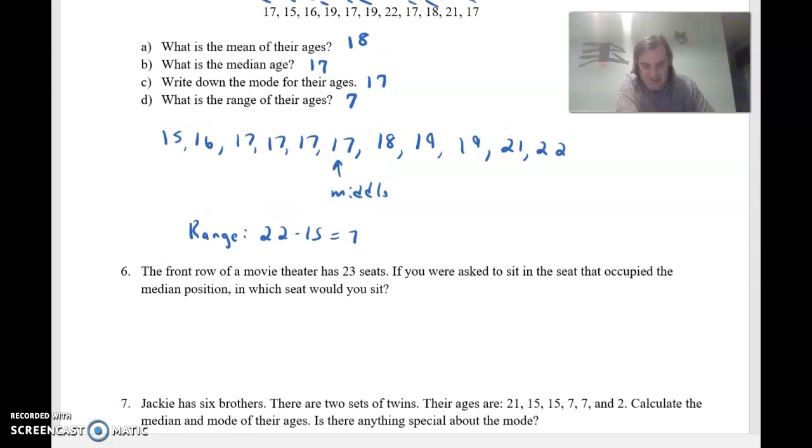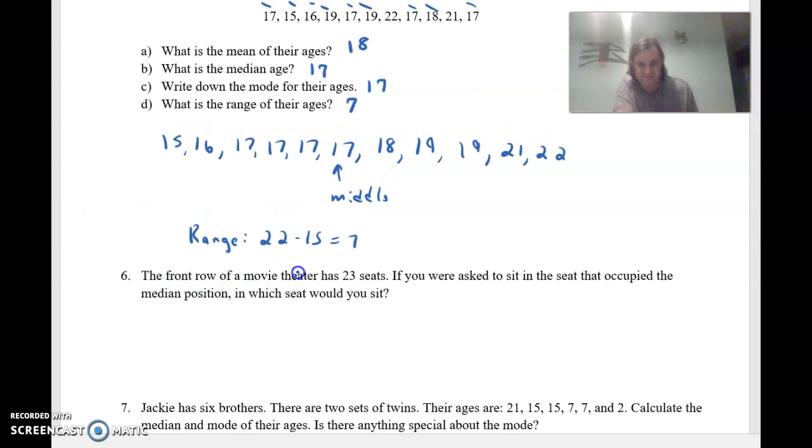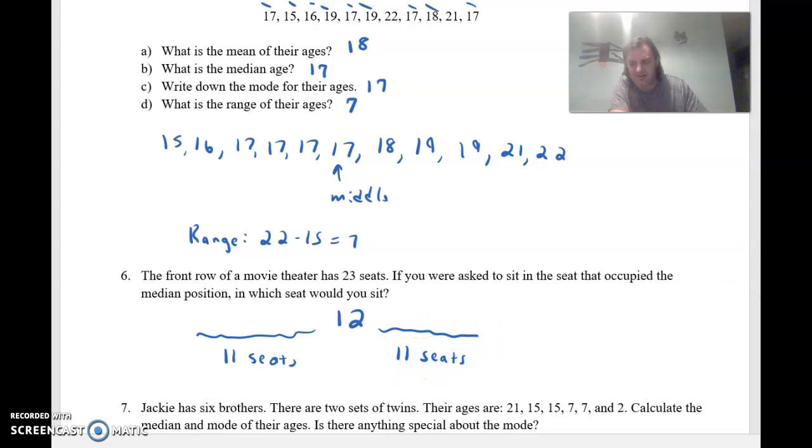Okay. Let's see here. Number 6. The front row of a movie theater has 23 seats. If you were asked to sit in the seat that occupied the median position, in which seat would you sit? Well, we could write out 1 through 23 and pick the middle, but it would be seat 12 because there would be 11 seats over here, and there will be 11 seats over here. So basically you can divide the total by 2 and round up if you get a decimal.